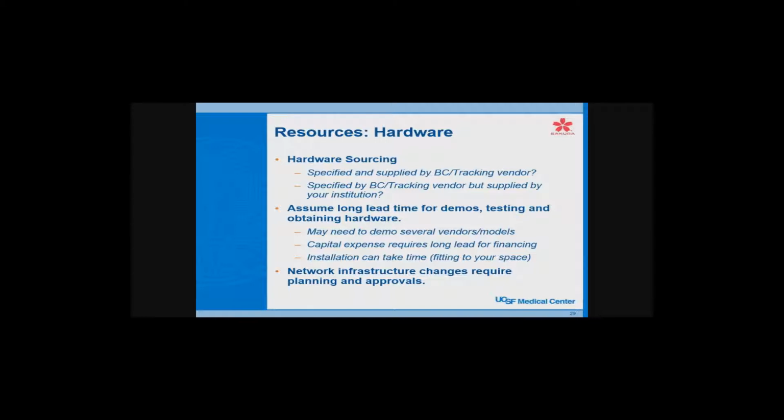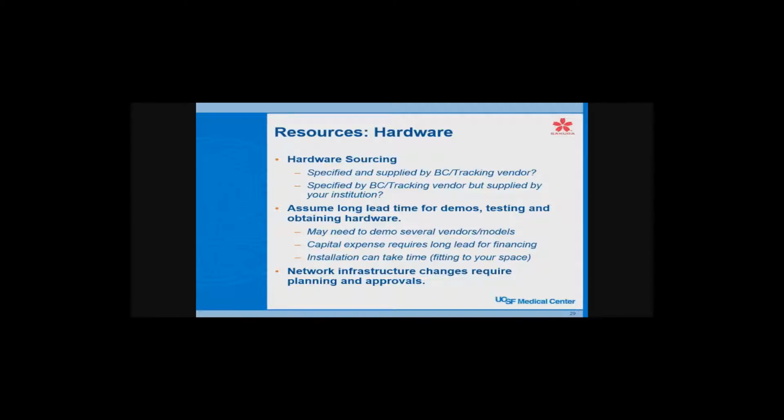Hardware, again, is specified and supplied by the barcoding tracking vendor, or you buy it yourself. Do they supply the hardware? If they supply it, it'll be wrapped up in their total cost. Sometimes they'll do some kind of consumable offset where you're buying labels from them that offset some of the cost of the hardware. And if you're doing it yourself, in other words, you have to decide on all the equipment: all the label printers, cassette printers, barcode scanners, all the setup, extra computers you may need, that sort of thing.